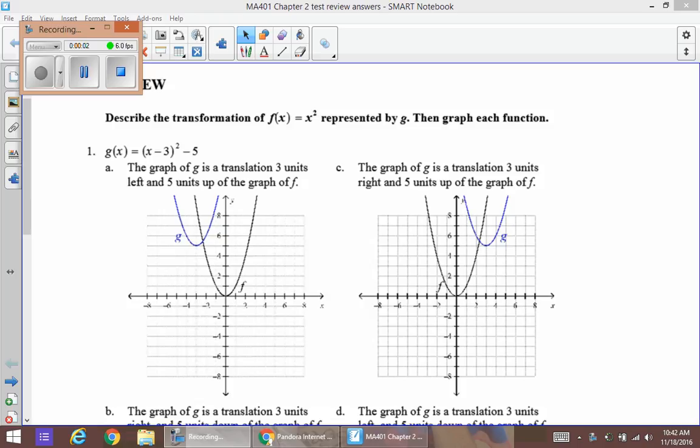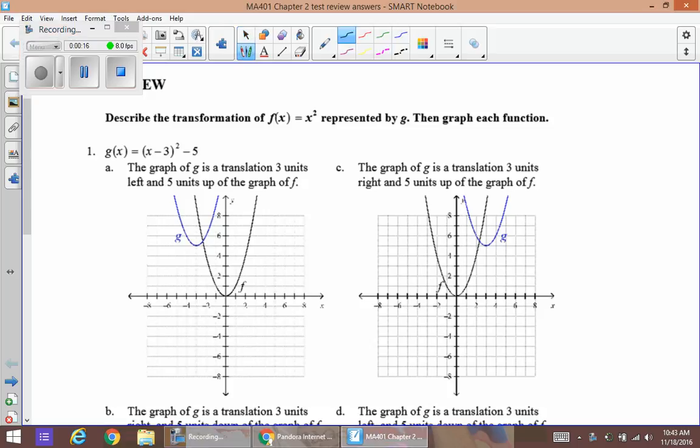Hi guys, this is the Algebra 2 Chapter 2 review, answer key. And just to preface this, of course you could graph all of these. You could graph them all in your calculator if you knew how, but what I'm going to do is just show you how to find the answers by hand.